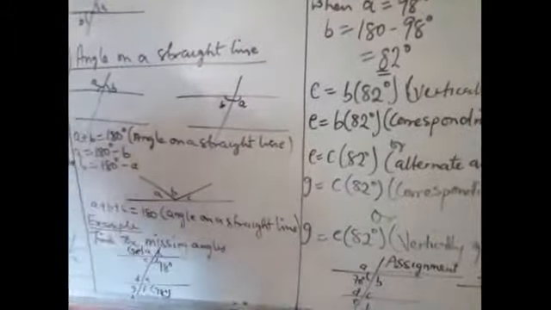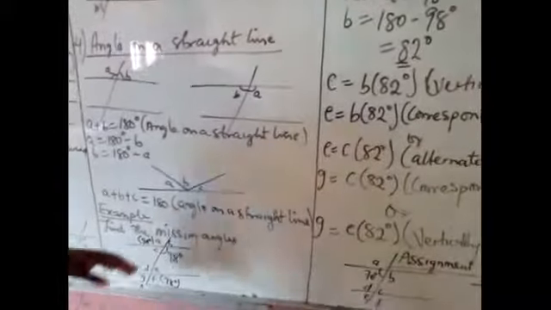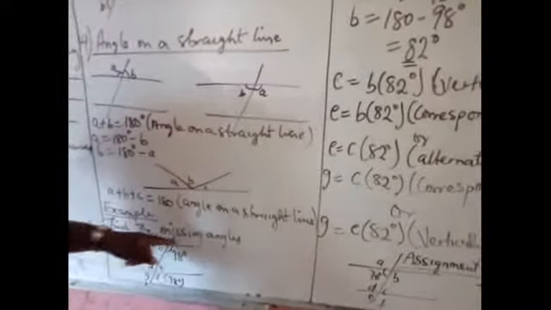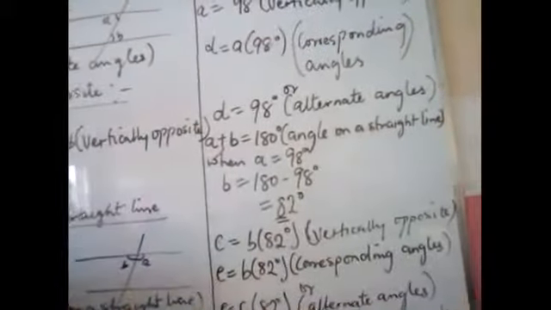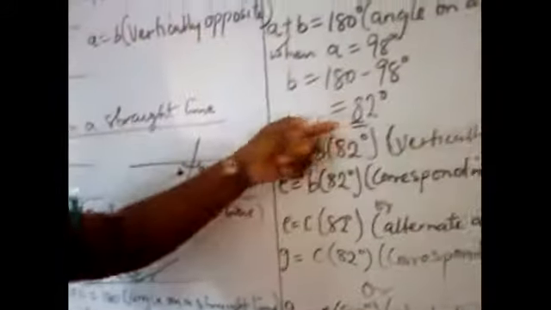We have found A, F, and D. What again can we find? We think of A and B, the angles on a straight line. We say A plus B should be equal to 180 degrees because they are angles on a straight line. Where our A has been found to be 98 degrees, then B will be what? 180 minus 98, 82 degrees. We'll get the value of B.